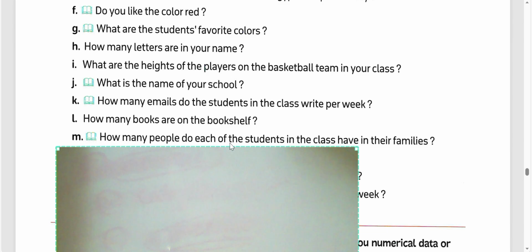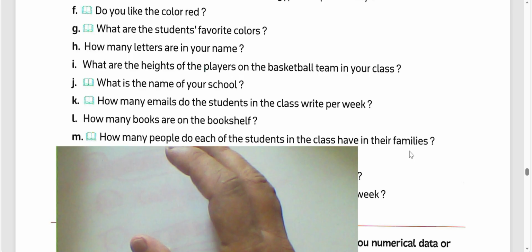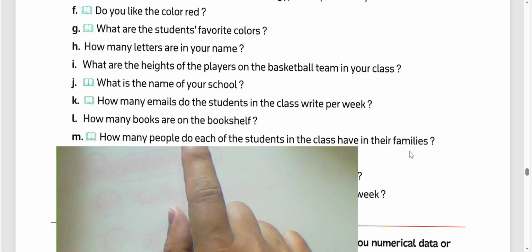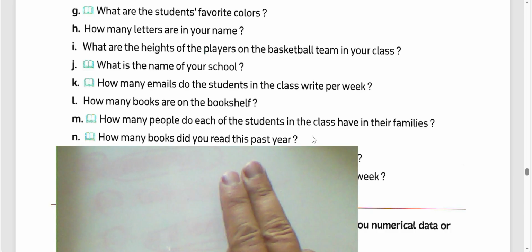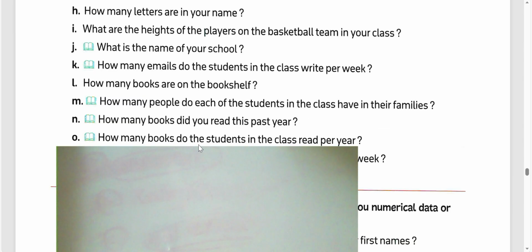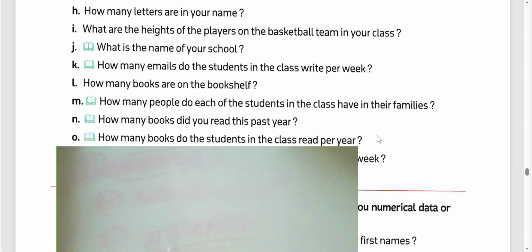How many people do the students in the class have in their families? We have different answers. If the first family has 5 and the second 3 and so on, we have different answers. It will be a statistical question. Letter M, statistical question. Then, how many books did you read this past year? We have an exact answer. It will be a non-statistical question. How many books do the students in the class read per year? We have different answers. It will be a statistical question.